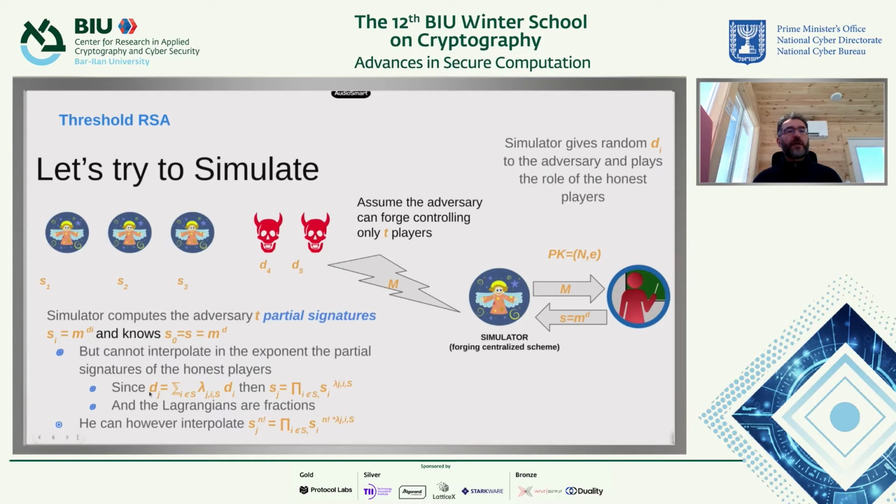But here we cannot do it because, again, we run into this issue of Lagrangians, right? We can interpolate, once again, the sj raised to the n factorial. We could do that. But now we don't have a matching e that would allow us to do Shamir's trick here. We do interpolate sj to the n factorial, but that doesn't give me sj, which is what the protocol does. Remember, the protocol reveals the regular partial signatures and then gets rid of the fractions when you interpolate. But here, we're not able to get those regular partial signatures. Any questions?